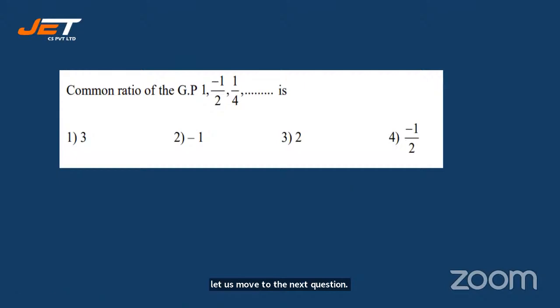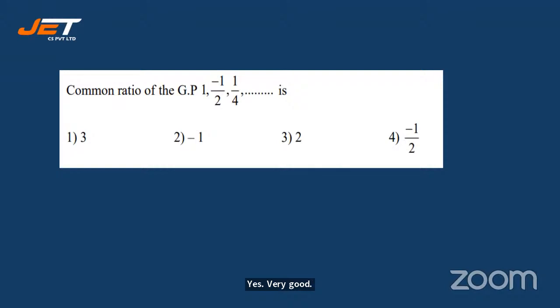Common ratio of GP 1, minus 1 by 2, 1 by 4 is. Common ratio of GP is just T2 by T1. Right? Minus 1 by 2 by 1. Yes, very good.